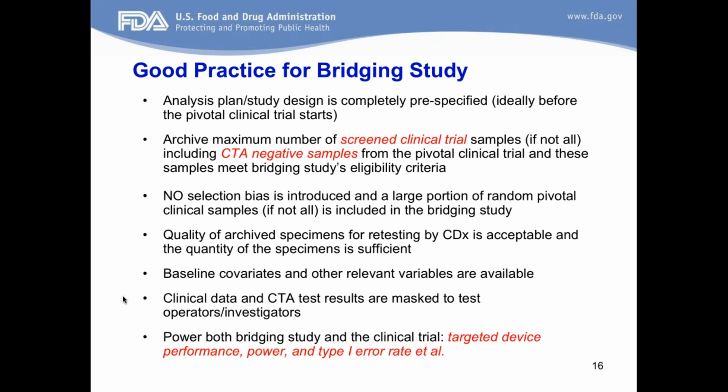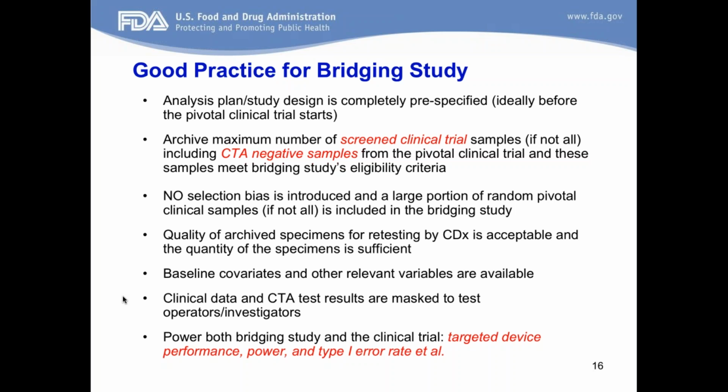And next page, please. So, good practice for a bridging study. We recommend that the analysis plan in the study design is completely pre-specified, ideally before you start the pivotal clinical trial. And you should maximize the number of screened clinical trial samples, if not all, including at least some CTA negative samples from the pivotal clinical trial.